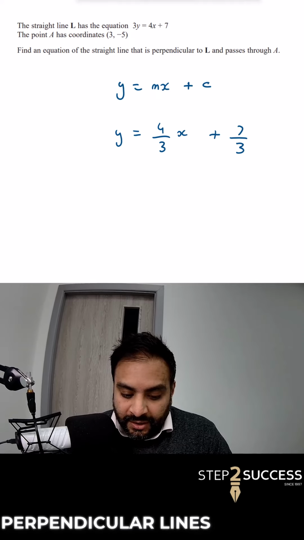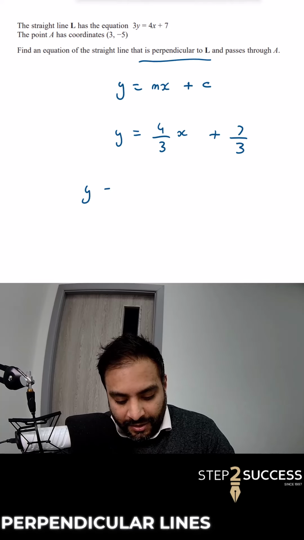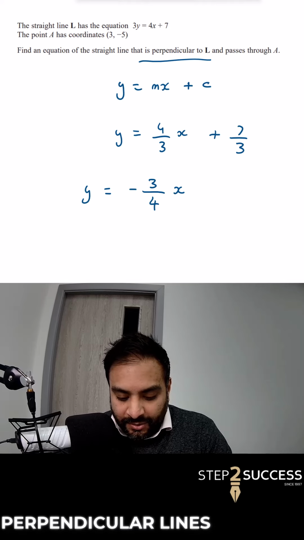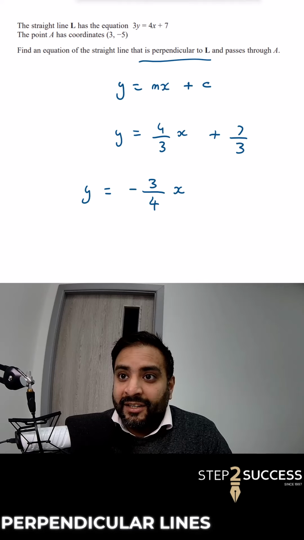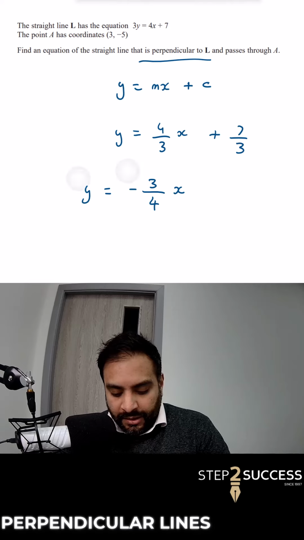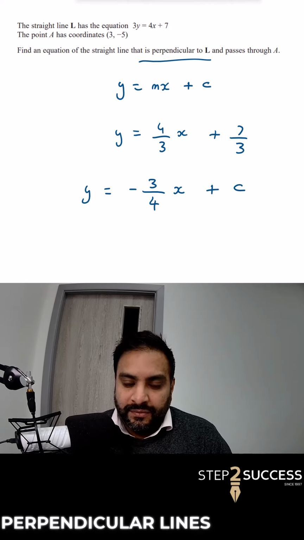Now, I want the equation of the line that's perpendicular to this. That means that that line has gradient minus 3 over 4. In order to find the gradient of a line that's perpendicular to another line, you flip over the gradient you've got and change the sign. So 4 over 3 becomes minus 3 over 4. We don't know what the plus c is at the moment, so that's going to be the next thing that we want to find out.